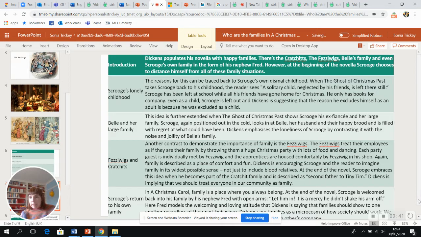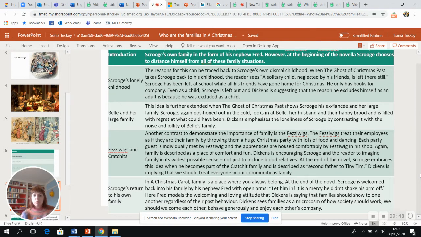So I would end with Dickens returning to his own family. Unfortunately, you're slightly blocked out here by the camera. Oh no, I can scroll up.